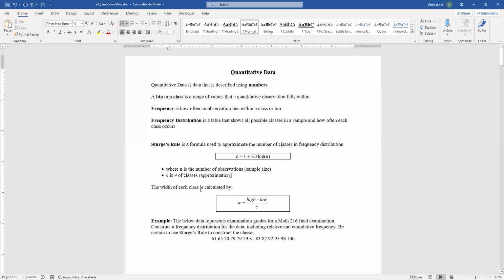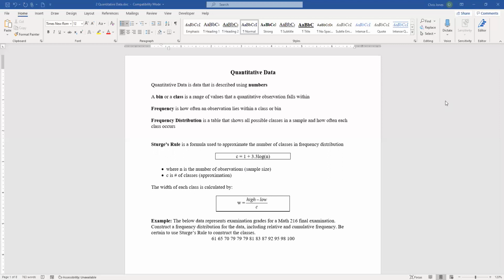And once we have the number of classes, then we can figure out how wide the bins are going to be. All right, so each of the classes is going to have a standardized width, and that's going to be found by high minus low divided by c. And then we might have to round that off to the nearest integer. If we have to do that, then we shall do so when the time arises.